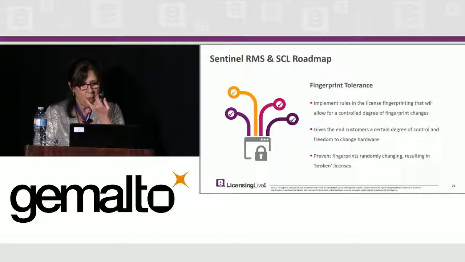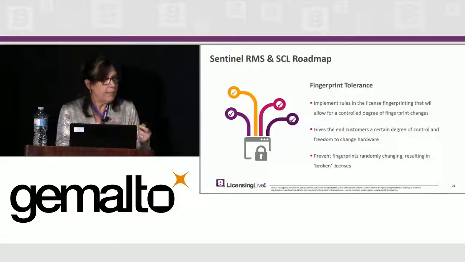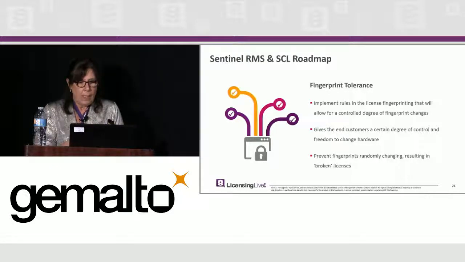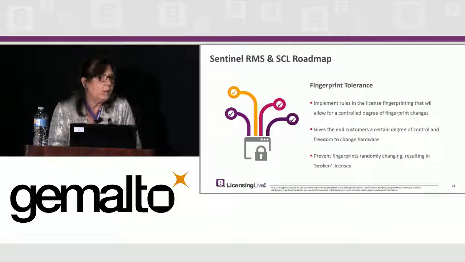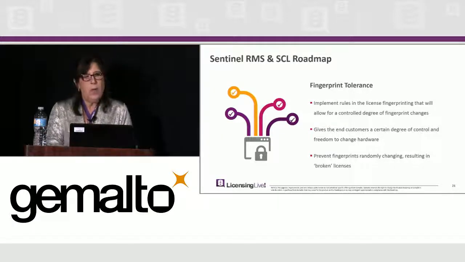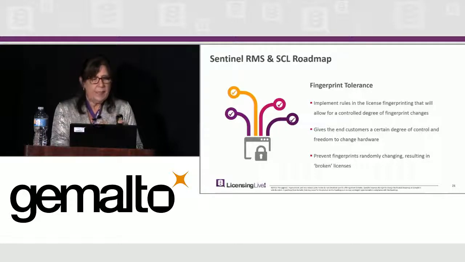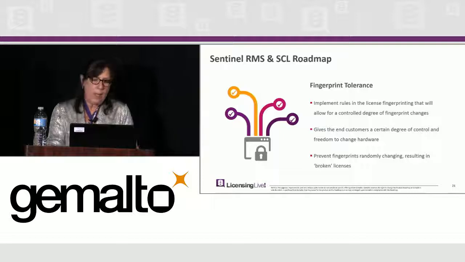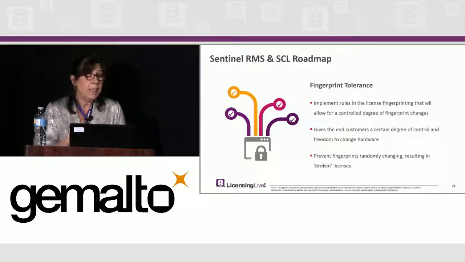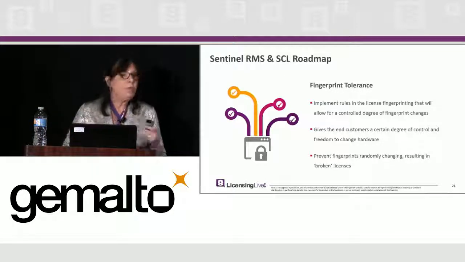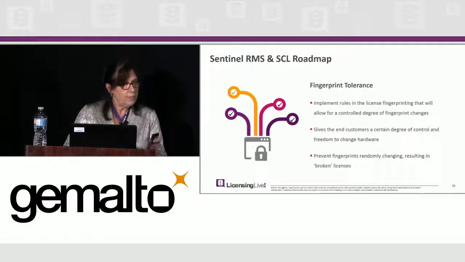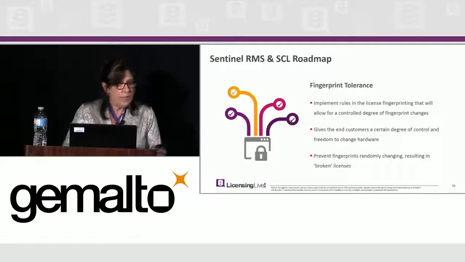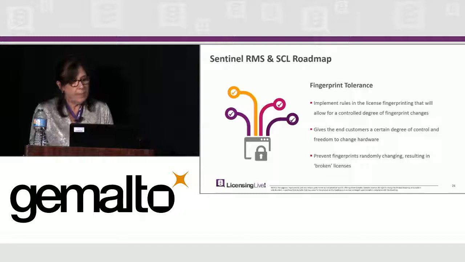For example, they can decide that out of the five different things that I would normally lock the license to, I'm going to define a rule where it can be locked to any three of them, which can be changed. They can be altered, and I don't care which of the three, but two of them need to be locked and fixed.